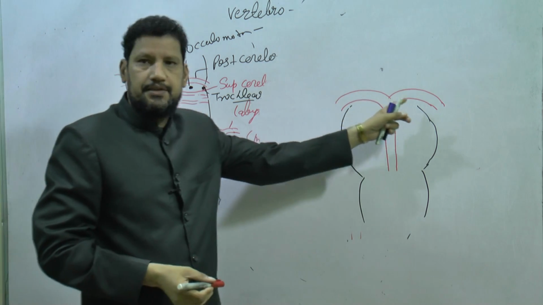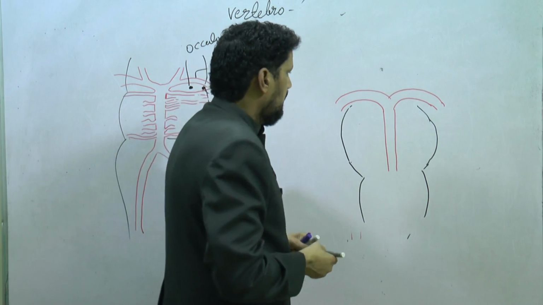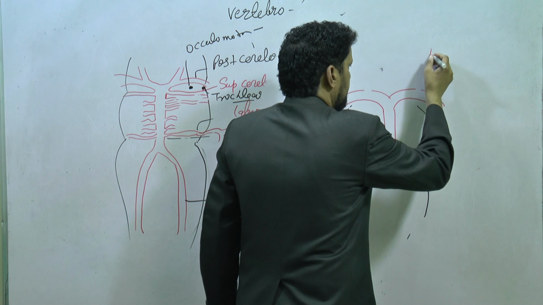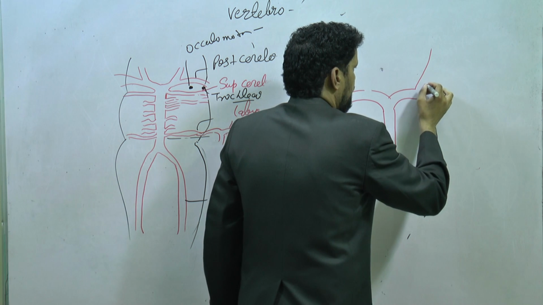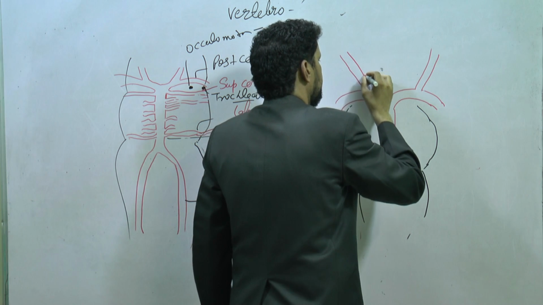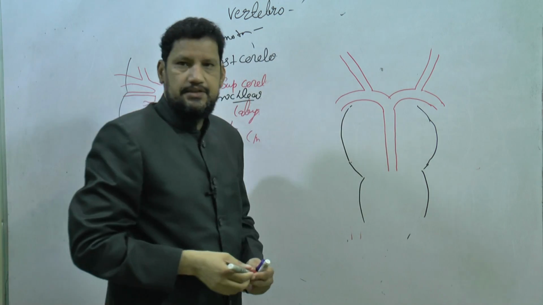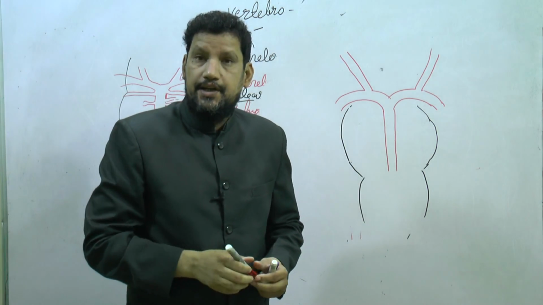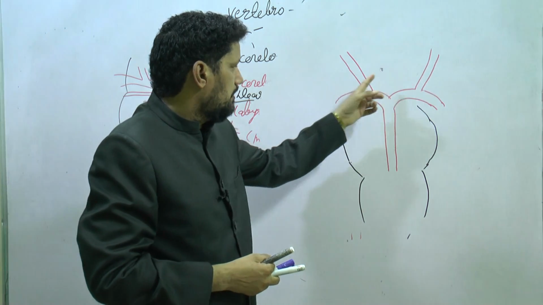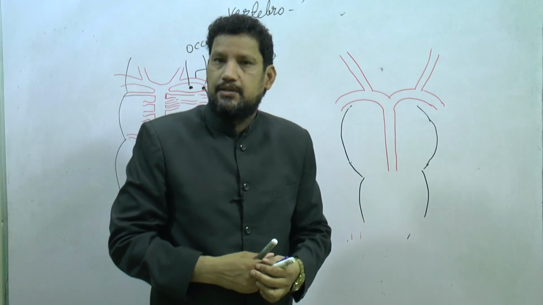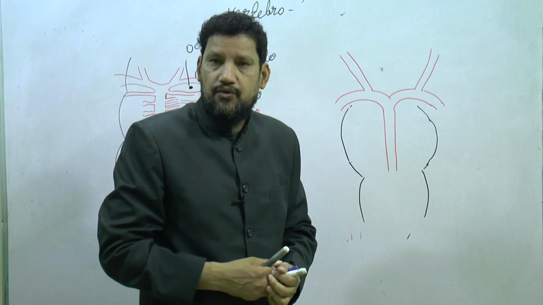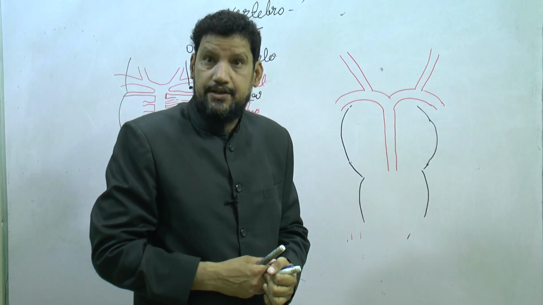So the posterior cerebral artery, in its proximal part, is receiving the posterior communicating artery, which is a branch of the internal carotid artery, and finally completing the polygonal arterial circle known as the circle of Willis or circulus arteriosus.